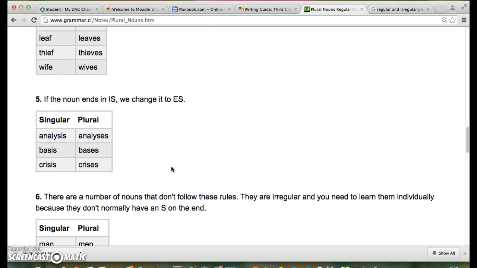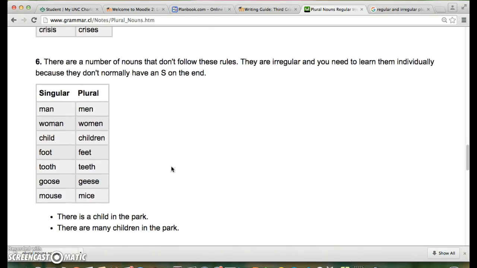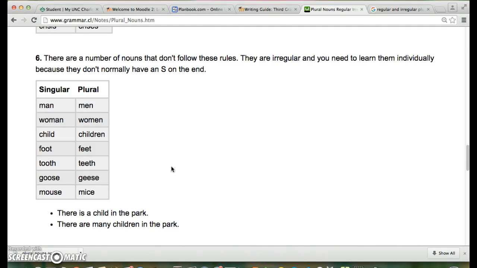Okay, and some nouns are just irregular. You have to change the vowel. And we just kind of have to memorize these kinds of irregular plural nouns, like man. To make it plural, you add an e instead of an a, and it's men. Woman changes to women. Child changes to children. Foot changes to feet.